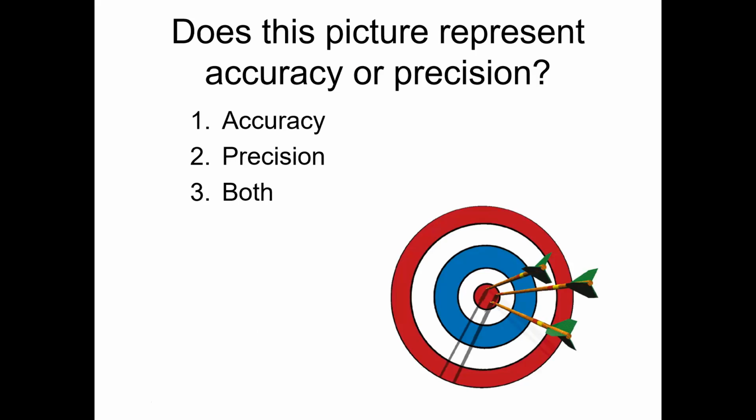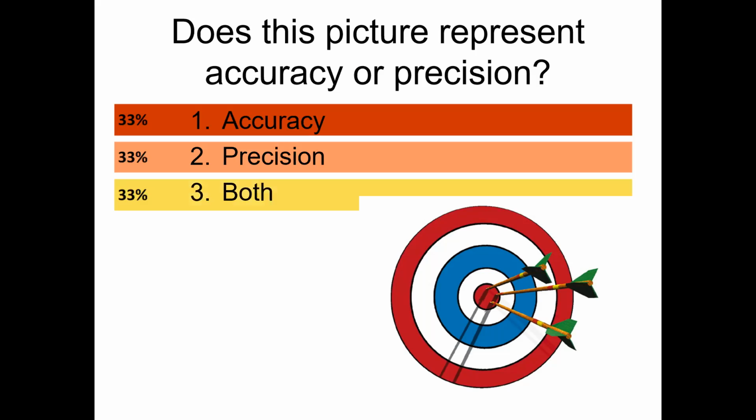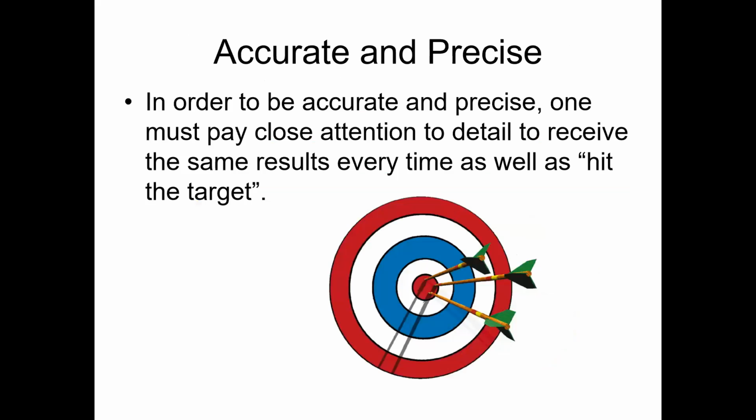1, 2, or 3. Okay, you said 1. Both of you said 1. Remember what precision is? It's both, right? Because they're both in the right place and they're close together. So that's why it's both. All right, let's do the next one. Okay, and it explains to you why, and I just did, so I'm not going to read that.